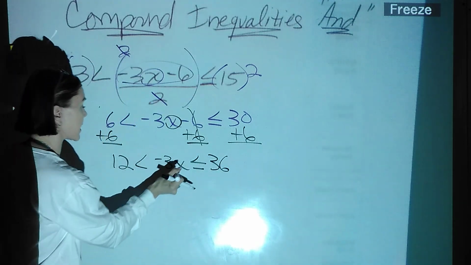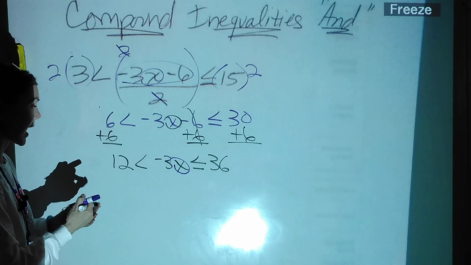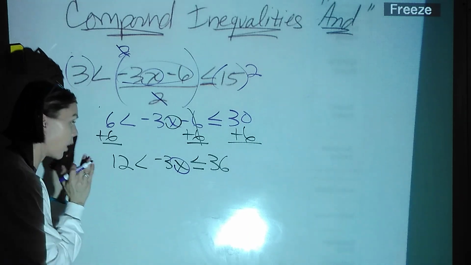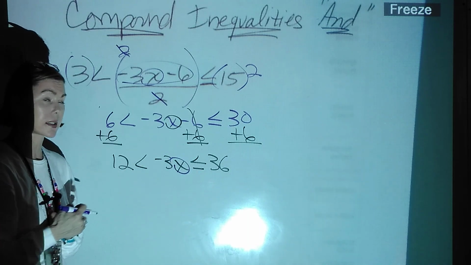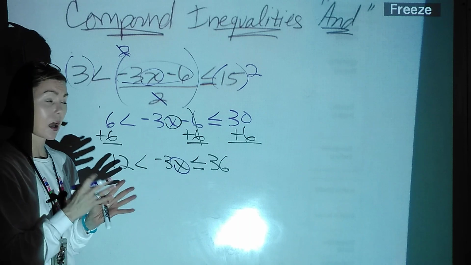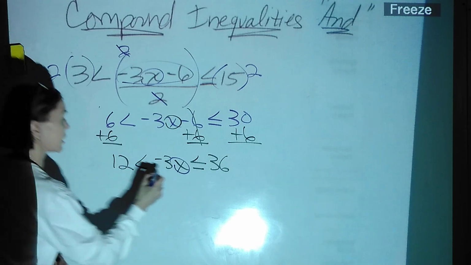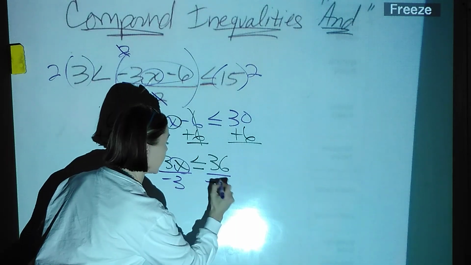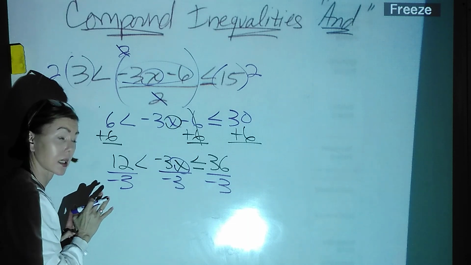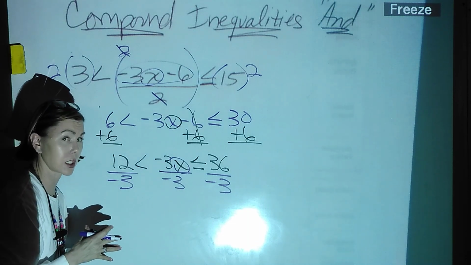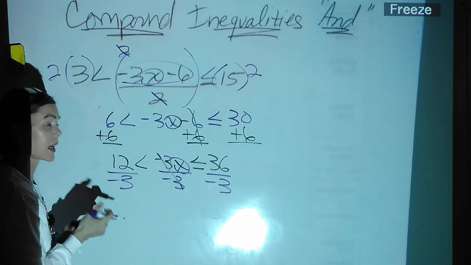Have we solved for X yet? No. One more step. We have to get rid of that -3. We almost have that X all by itself in between these two inequality symbols. So what is the opposite of -3 times X? Divided by -3. So we're going to divide by -3 on all 3 parts. This is how we handle the compound inequality. Those -3's cancel, and we divided by a -3.